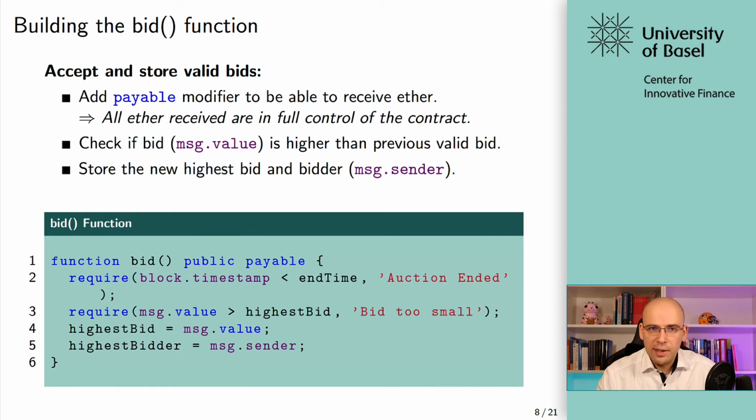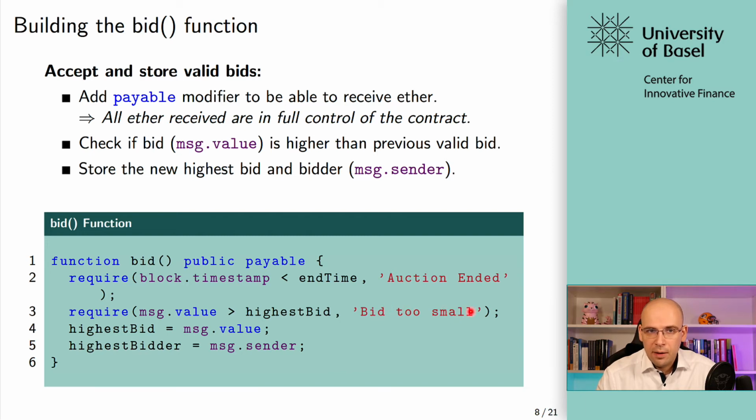So the first thing we do is we check if the bid message value is higher than the previous valid bid. So we have that right here: require that message value is larger than the highest bid, so the current highest bid. Otherwise we say bid too small. That's again the error message.